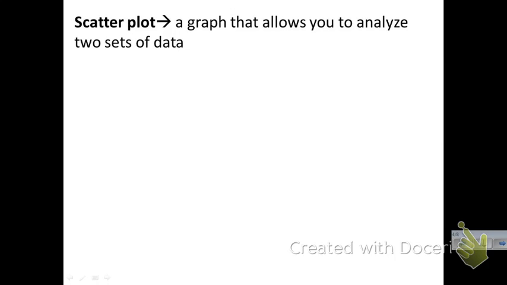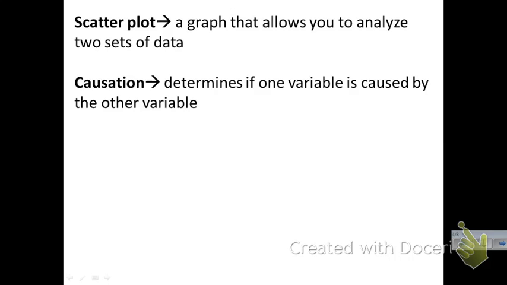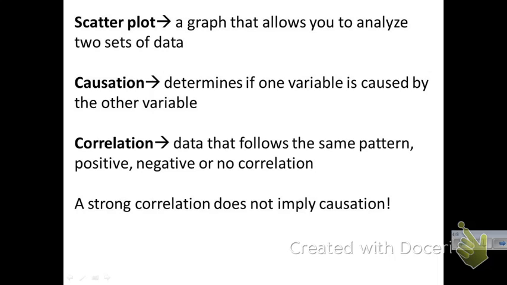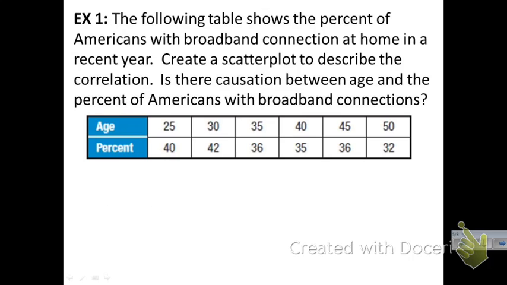A scatter plot is a graph that shows you how to analyze 2 sets of data. Causation determines if one variable is caused by the other variable. Correlation is data that follows the same pattern. So you have 3 different kinds of correlation. You either have positive, negative, or no correlation. And strong correlation does not imply causation.